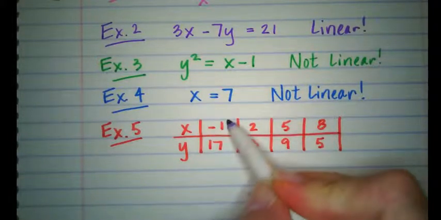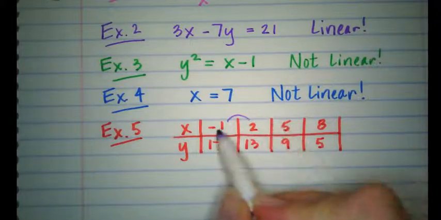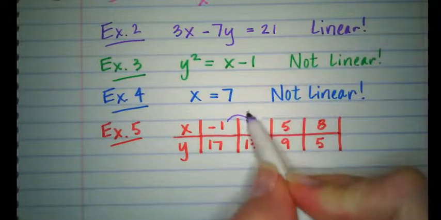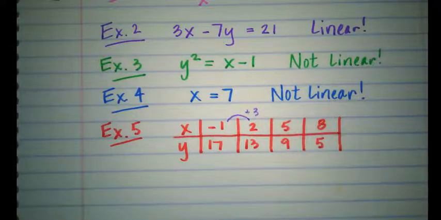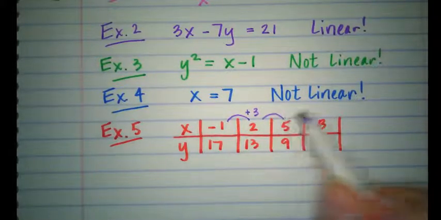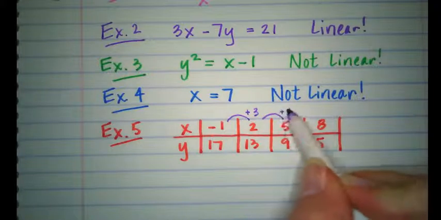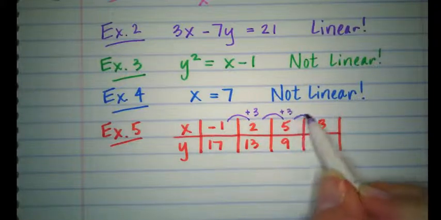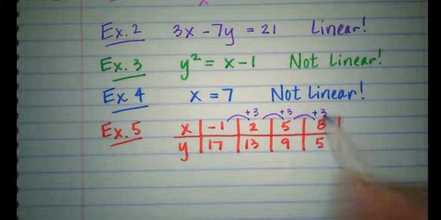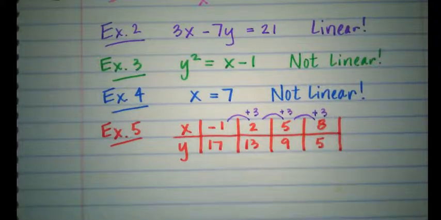So from this x to this, from -1 to 2, that's an increase of 3. From 2 to 5 is an increase of 3. And from 5 to 8 is an increase of 3. So far that looks good.